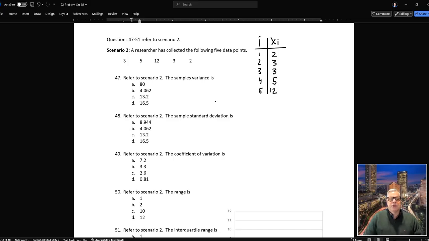Okay, so what about the sample variance? So the formula for the variance is again S squared. Then we need to sum up all the squared deviations from the mean and divide by n minus 1. So let's create another column.